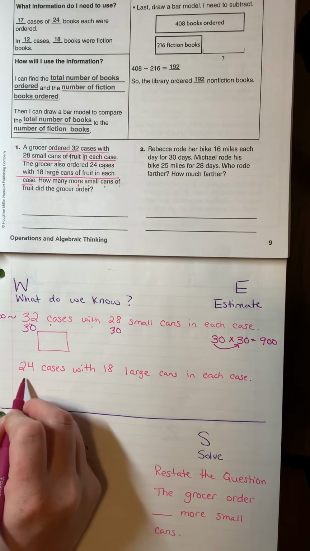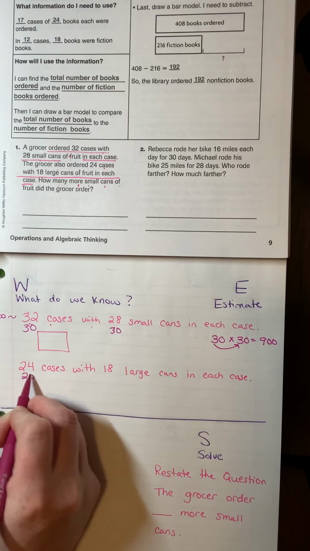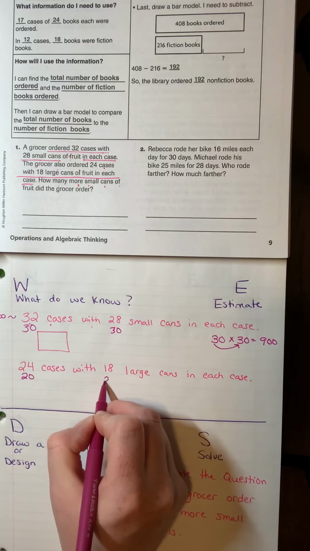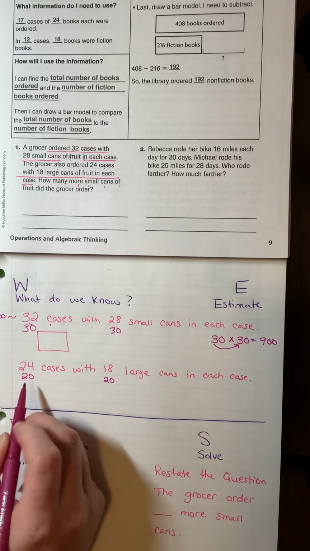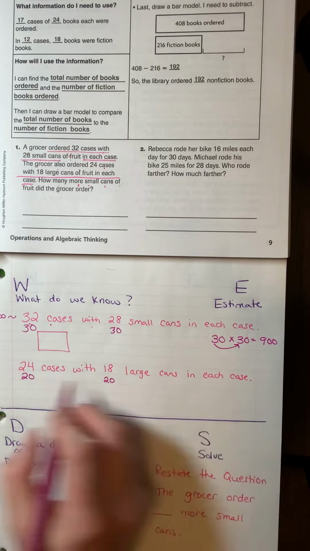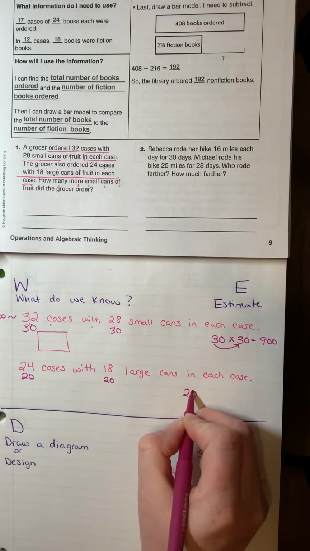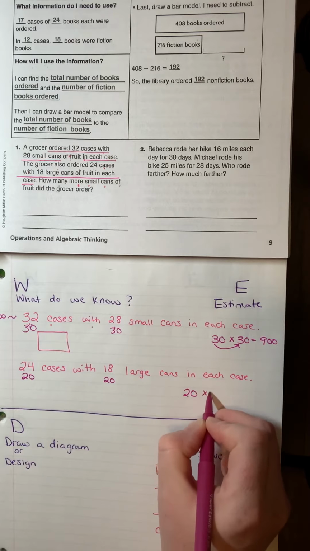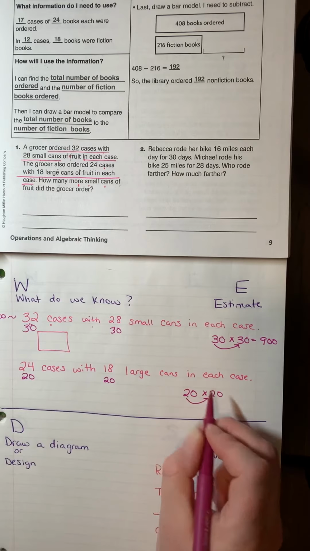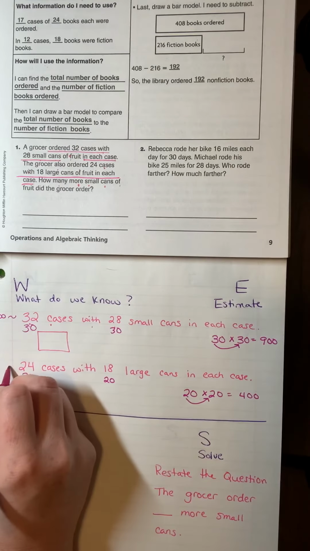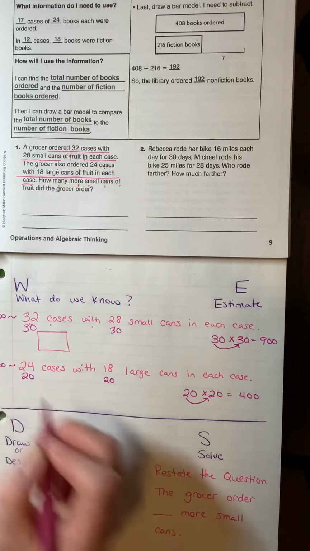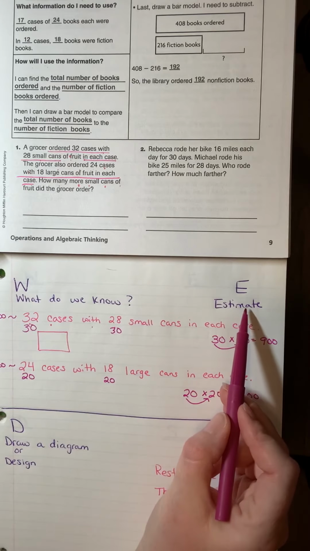And then over here, 24, it's kind of hard to round because it's very close to the middle, but I'm going to round it to 20, and I'm going to round this also to 20. So if I have about 20 cases with about 20 large cans in each, I should have about 400 cans.